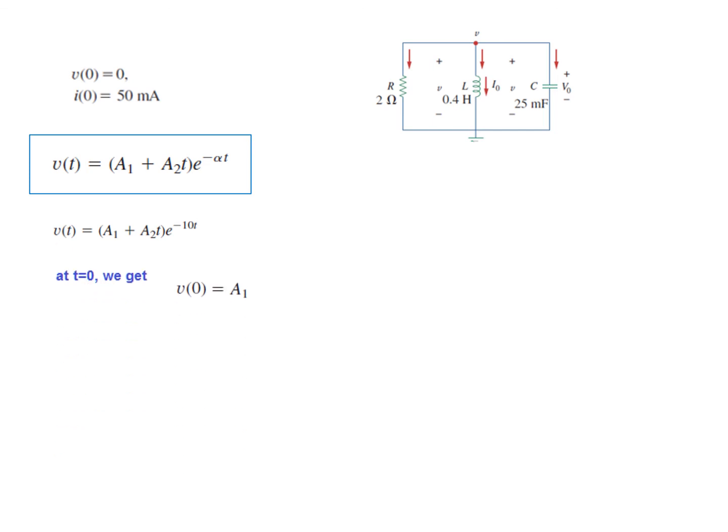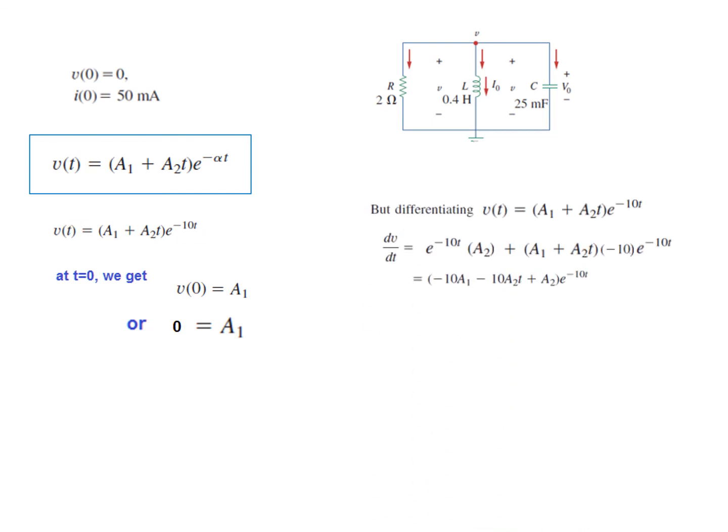This becomes v0. And since this term is multiplied by t, this will become 0, and e raised to the power minus 10t will become 1. So the only thing left is a1. So v0 is a1, and v0 we know is 0, therefore a1 is also equal to 0. And now we have to differentiate this to get the second equation.